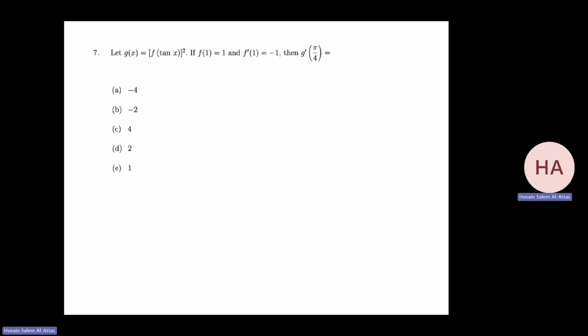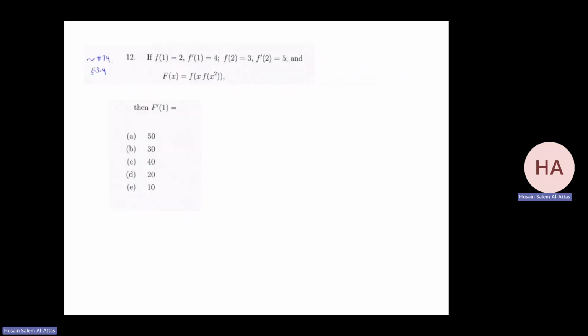G of x is f of tan x all squared. So it will be g prime of x. It will be 2 f of tan x times the derivative of this, f prime of tan x. Are we done? I need the derivative of this, which is secant squared x. Oops.